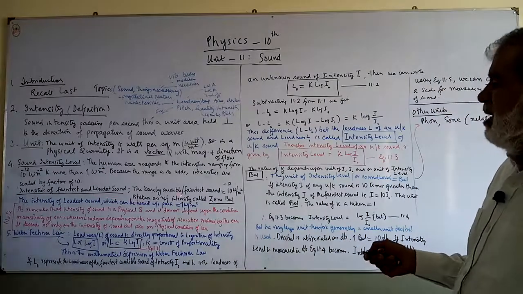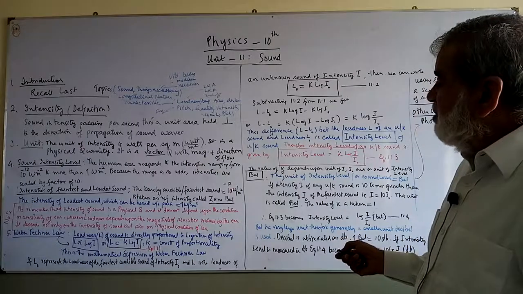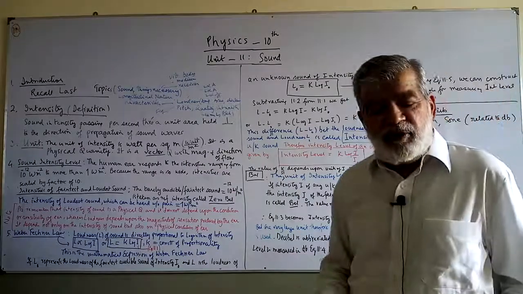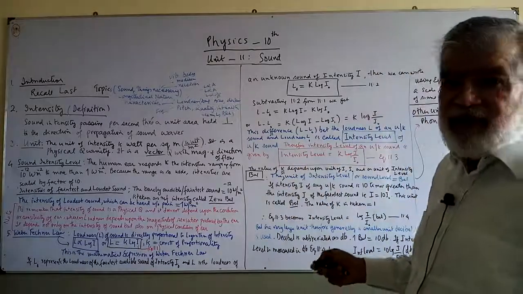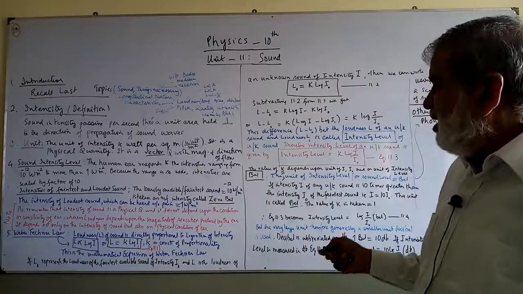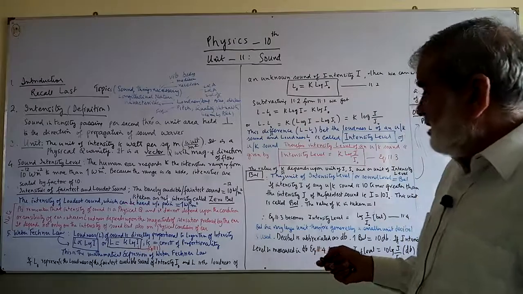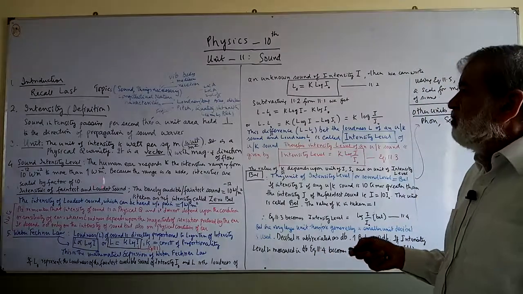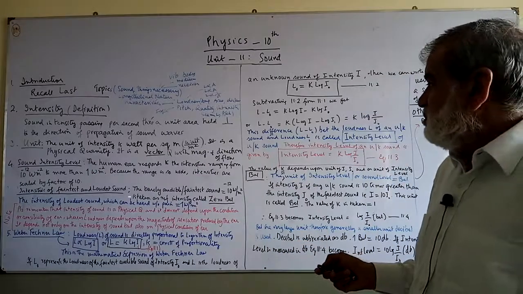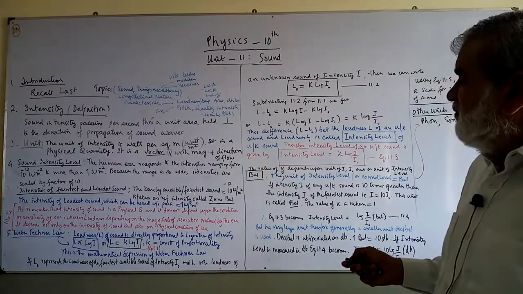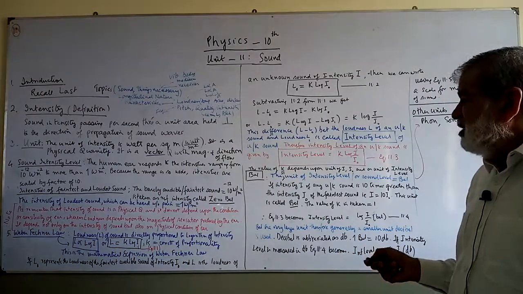So the barely audible, faintest sound is 10^-12 watts per meter square. This is the sound intensity which the human ear can listen to and feel. And the loudest sound is 1 watt per meter square. The barely audible and faintest sound is taken as a reference intensity and is known as zero bel.